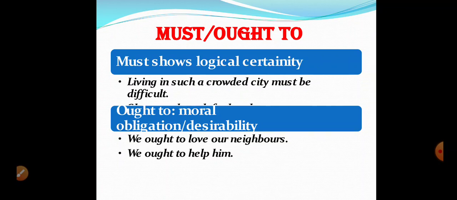It's our moral obligation. We ought to help him. So again, moral obligation. This is something desired from us. So these are certain things about must and ought to. We will carry on the discussion.